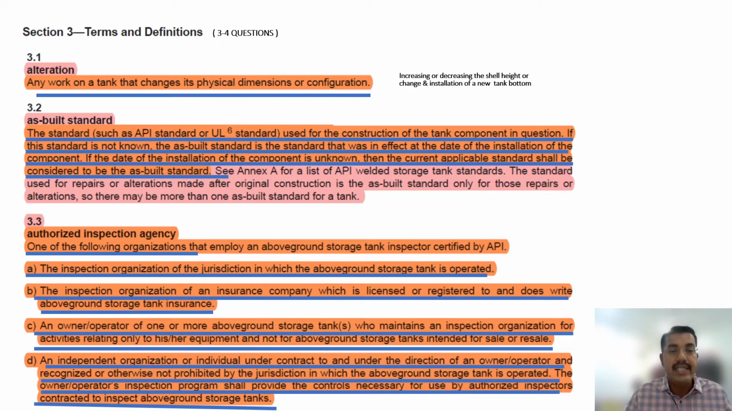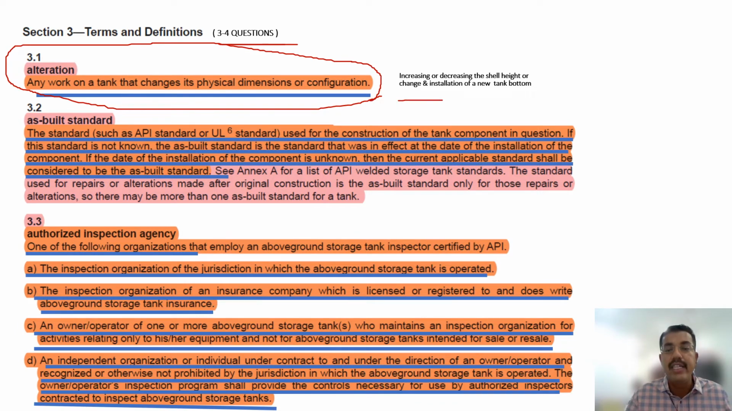So the section 3 where we can expect 3 to 4 questions. Let's go through this. Alteration. Any work on a tank that changes its physical dimension and configuration is called alteration. As I told you 2-3 slides before, increasing or decreasing the shell height, and installation of a new tank bottom plate is called alteration. Alteration means change in its physical dimension. If I change the shell height, the physical dimension is changing. If I change the new bottom, the physical dimension is changing. So that is called alteration.